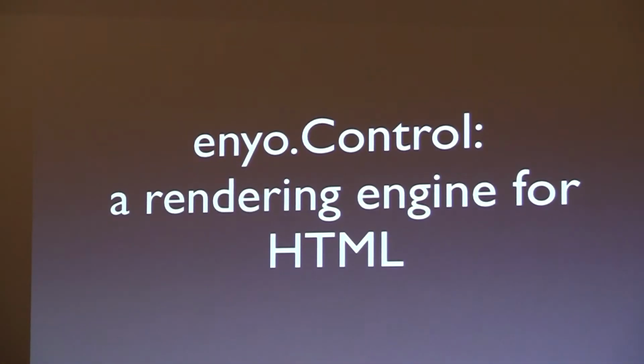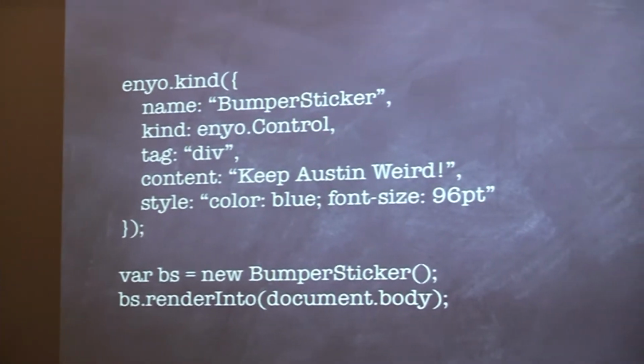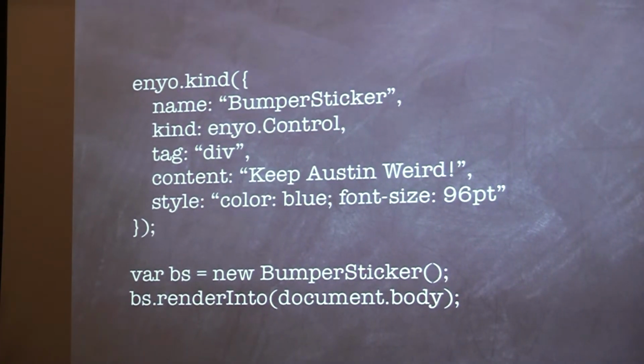So Enyo controls are our engine for rendering HTML content. Let's look at one. What I've done here is I've created a bumper sticker. The bumper sticker is based on Enyo control. The tag indicates what HTML tag this is going to render into. So the default is div. Whenever you render control, it's going to have a div and it's going to have some content inside of it. But you can put whatever tag you want to. You can actually make a whole tree of these to represent your HTML tags. Or you could end up just putting some HTML content inside of it. And eventually that content will be put into the middle of the tree.